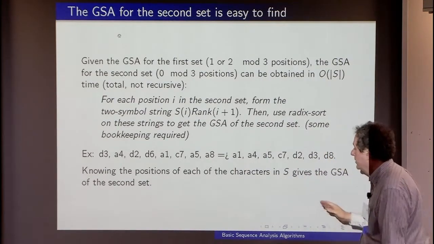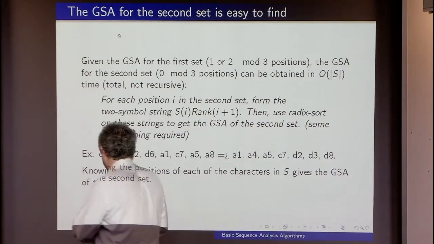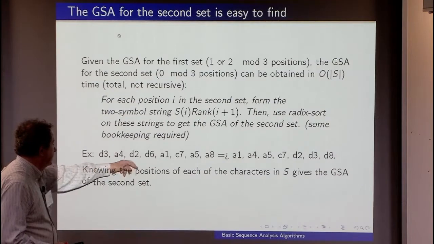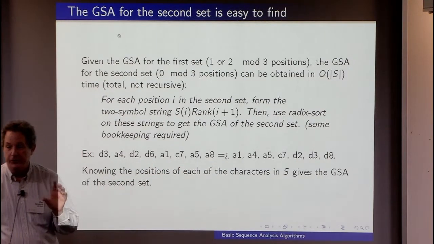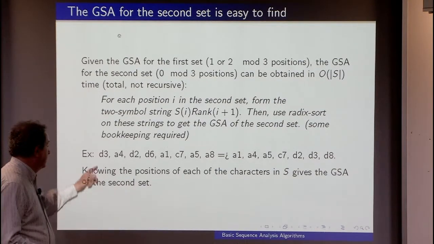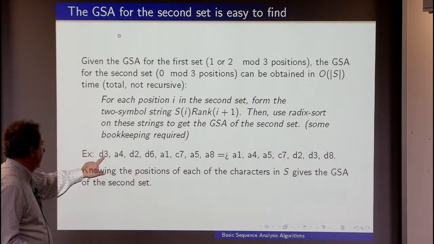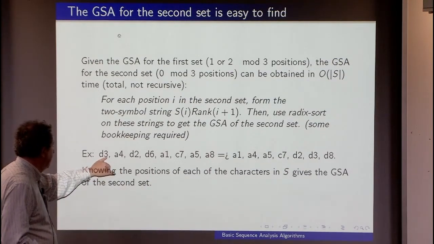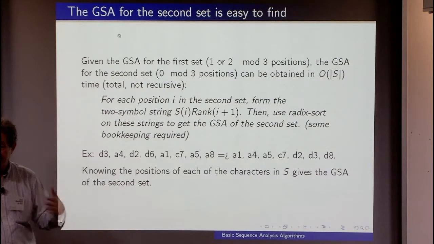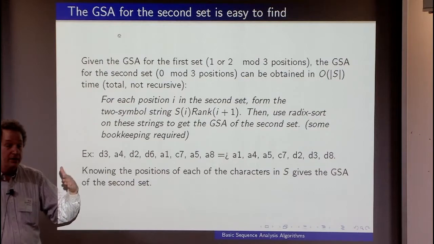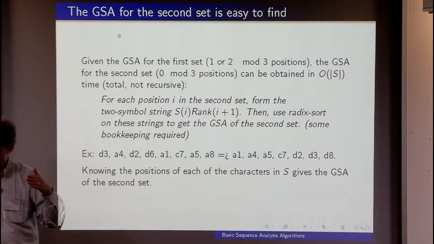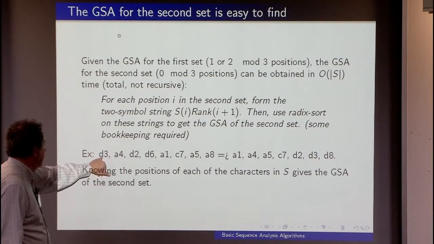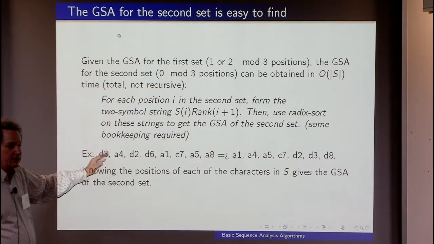There's some little bookkeeping involved. This is not in any kind of order, just sort of random ordering: 3, 4, 2, 6, 1, 7, 5, 8. Those are the numbers that are 1 or 2 mod 3. We have a string of length 8, and the symbol D is in some position, and the next character over is rank 3 in the first generalized suffix array. So it's the third lexicographically smallest string among the strings that begin at position 1 or 2 mod 3. But bookkeeping means I have to know where this D came from in the original string as well. That's something I have to keep.